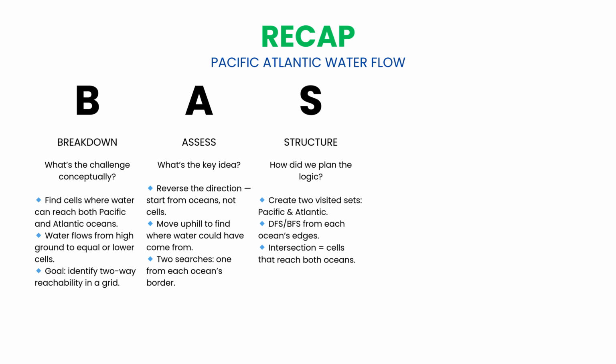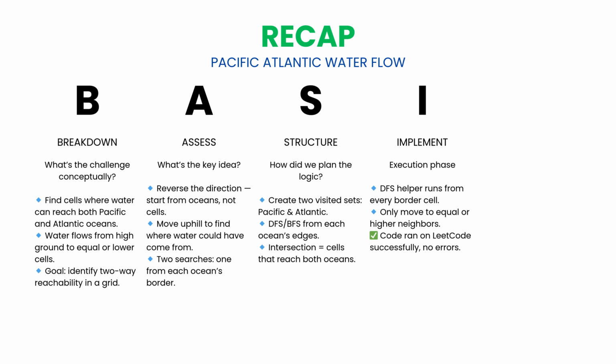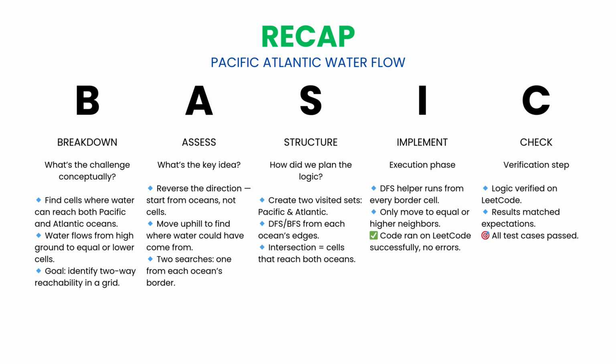We set up 2 visited sets, one for each ocean. From the Pacific borders, top and left, we run DFS or BFS uphill. From the Atlantic borders, bottom and right, we do the same. Finally, the intersection of those visited cells gives the positions that can flow to both oceans. We built a clean DFS helper, launched searches from each border, and collected results into both sets. The logic ran smoothly, and we executed the code on LeetCode without any errors. After running the solution, every expected coordinate appeared exactly as it should. The logic held up across all test cases, from flat terrains to complex slopes, all passing successfully.